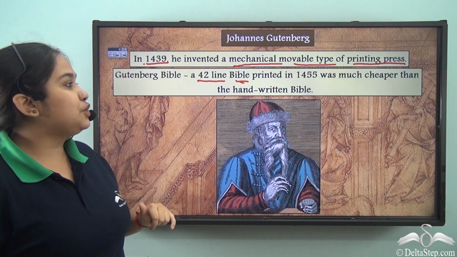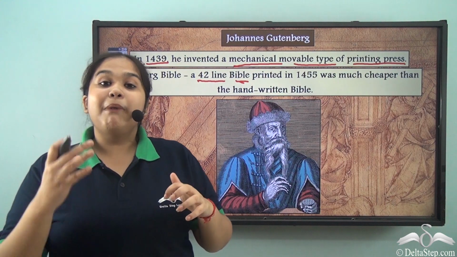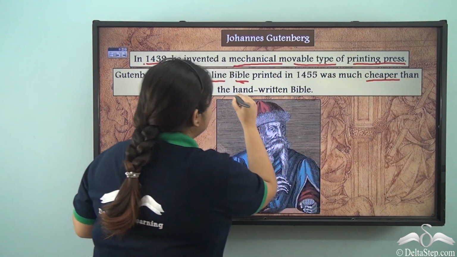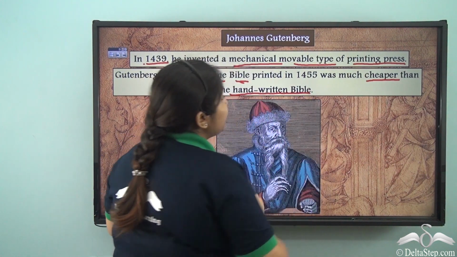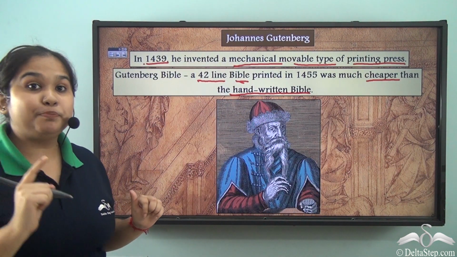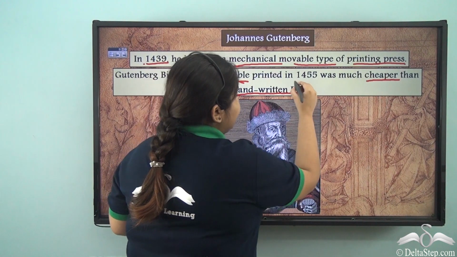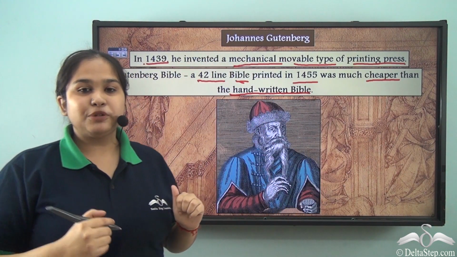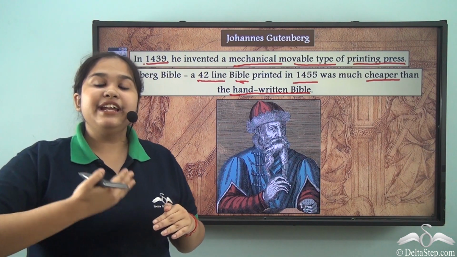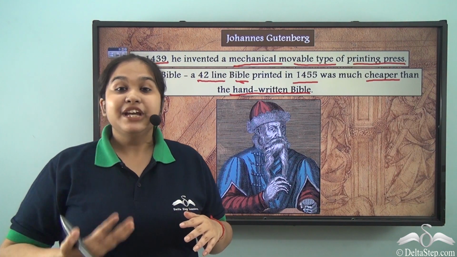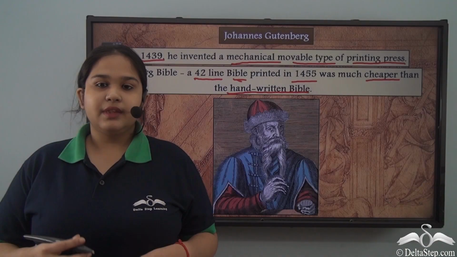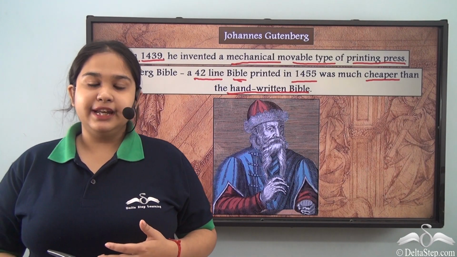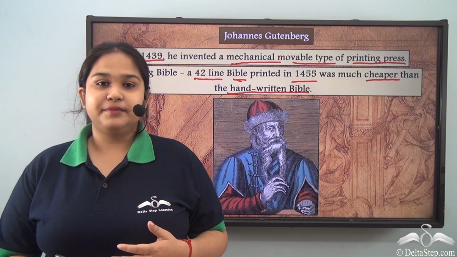Now, this 42-line Bible was much cheaper than the handwritten Bible, and thus it was easily available to people. This 42-line Bible was printed in 1455, after which the entire industry of publishing was created in Europe. To know more about the story of Johannes Gutenberg, you can click on the link for the iDictionary feature.